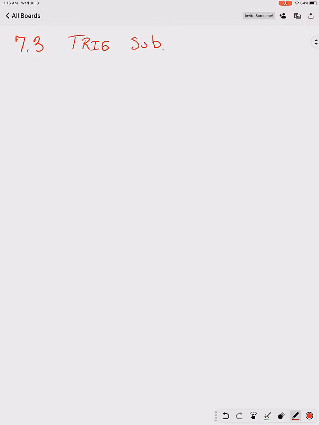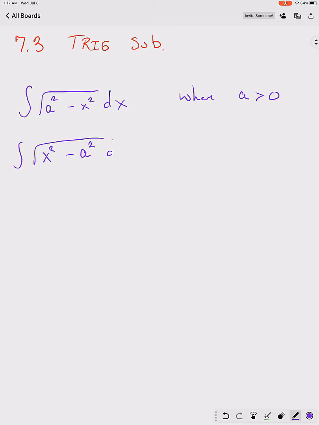This video is for section 7.3, Trig substitution. We are often confronted with the situation where we have a constant squared minus a variable squared underneath the square root, where a is bigger than 0. Or we have the situation where the variable is first, squared minus the constant squared, all under the square root, again where a is bigger than 0.